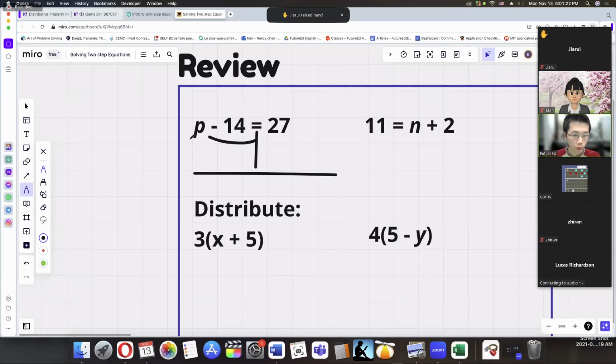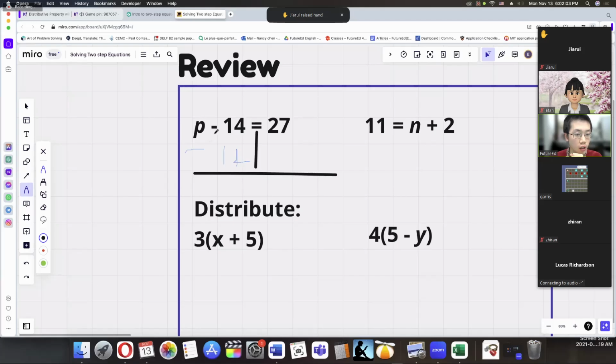So remember, when we solve an equation, we want to isolate the p. Exactly. So how do we isolate the p? We put the 14 over here. I think it's minus 14. Okay, so what is negative 14 minus 14?